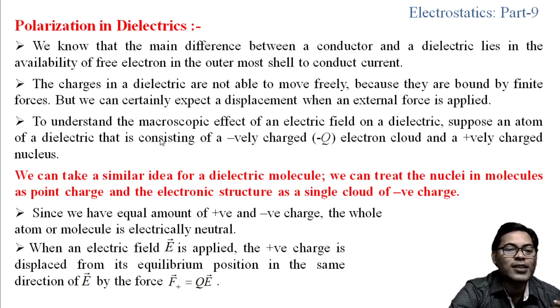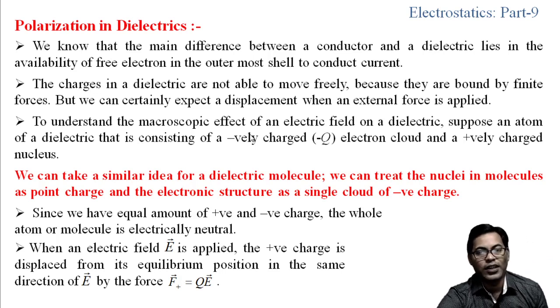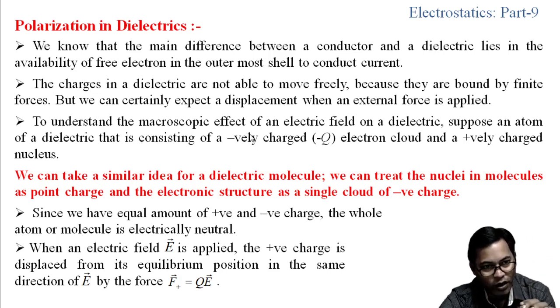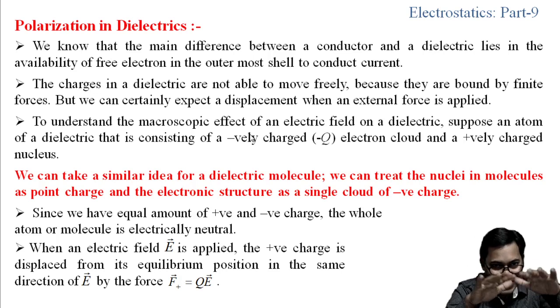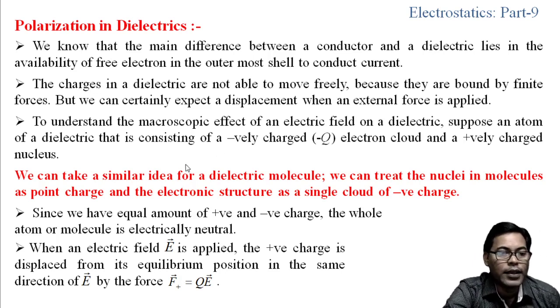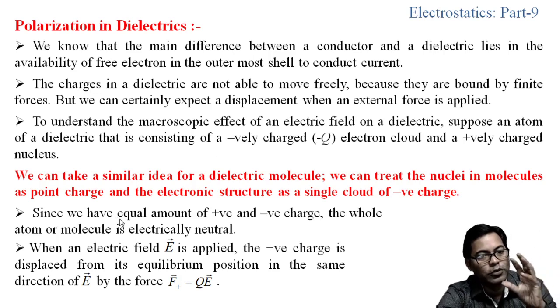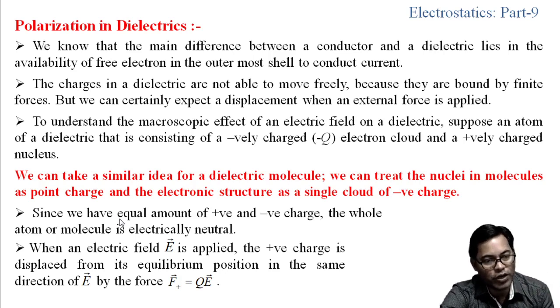So to understand the macroscopic effect of an electric field on a dielectric, suppose we have an atom of a dielectric containing a negatively charged electron cloud and a positively charged nucleus at the center. Now since the amount of positive charge and negative charge is equal, the whole atom, or we can say molecule, is electrically neutral.